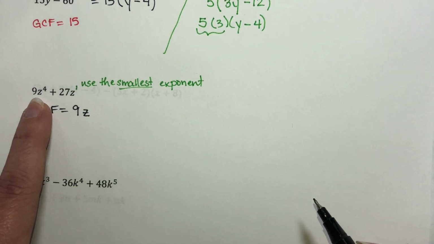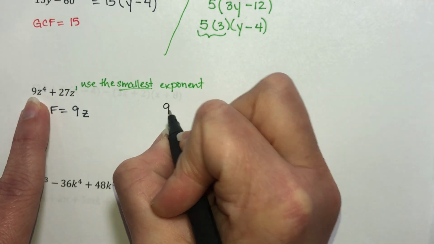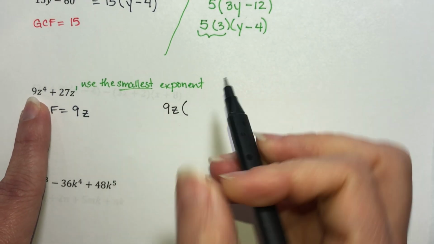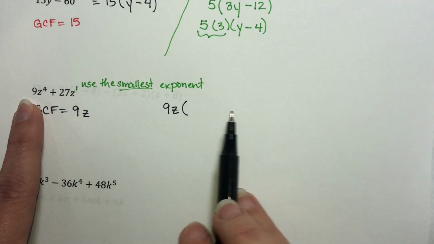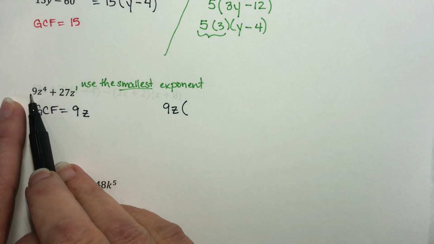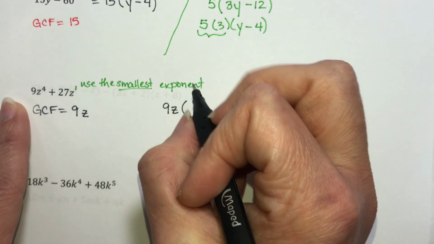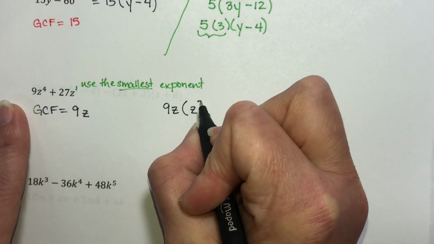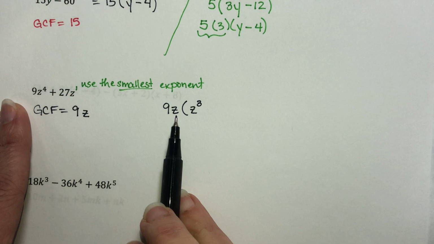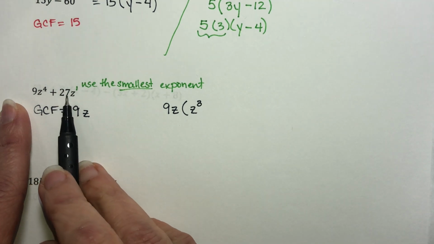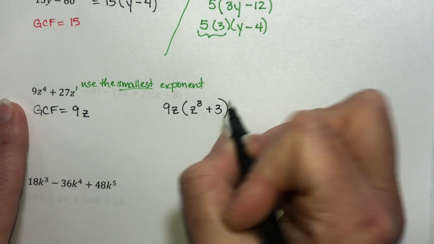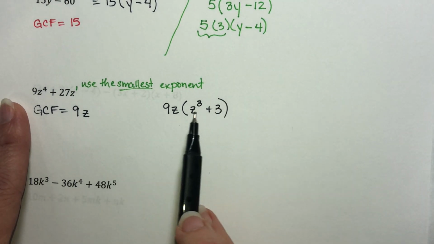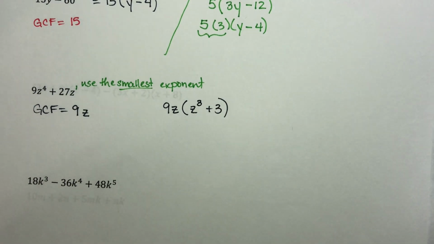So if I factor this, I'm factoring out a 9z, and now I want to write what I need to multiply here to distribute by. 9z times what gives me 9z to the 4th? That will be a z cubed. 9z times what gives me 27? That would be a 3. Double check that nothing factors out of both of these, and you're good.